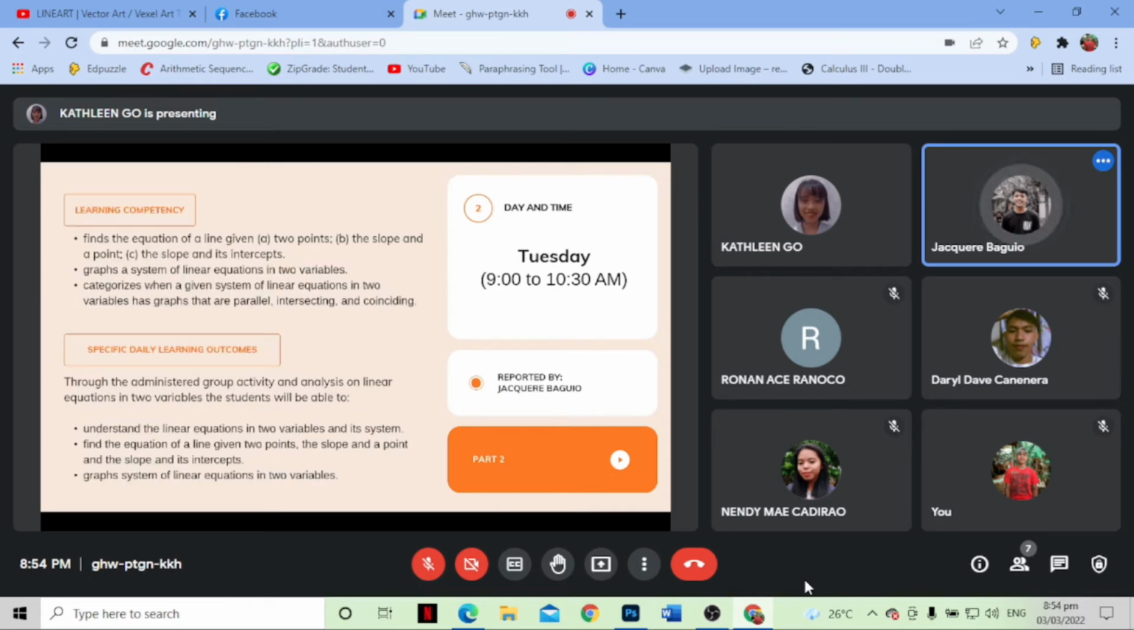On Tuesday, the time allotment is the same, 9 to 10:30 a.m. The learning competency is finds the equation of a given line. Letter A, 2 points. Letter B, slope and a point. Letter C, slope and intercepts. And graphs a linear equation in two variables. Categorize a given system of linear equation in two variables as graphs that are parallel, intersecting, and coinciding.